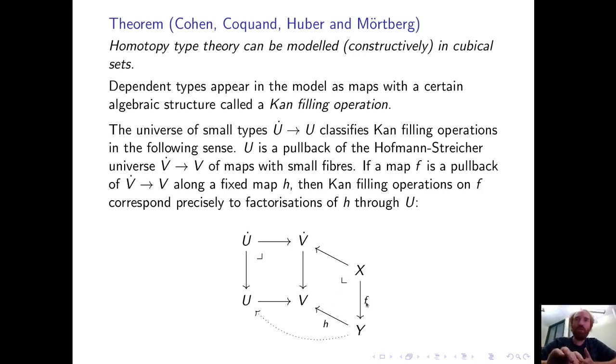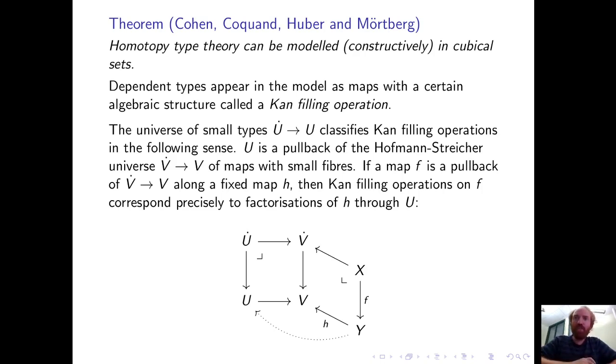So this says that if we have a map F, which is the pullback of V along a fixed map H, then the Kan fill-in operations on F correspond precisely to factorizations of H through the forgetful map from universe U to the Hofmann-Streicher universe V. So this holds for cubical sets, and in fact holds more generally by a theorem of Licata, Orton, Pitts and Spitters, but it doesn't hold for all presheaf categories. So I wanted to get a better understanding of when this holds and when it doesn't.